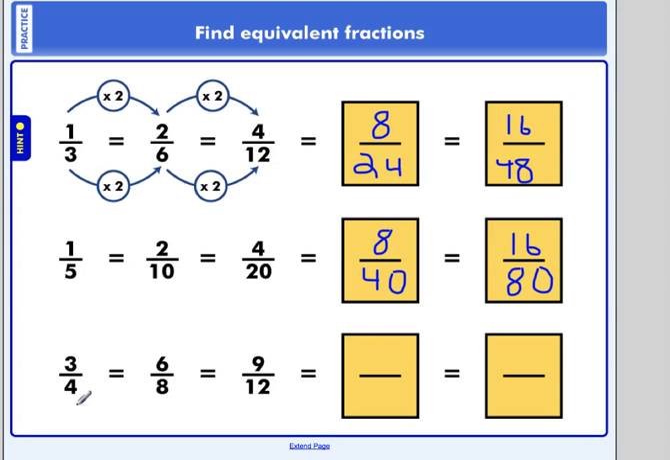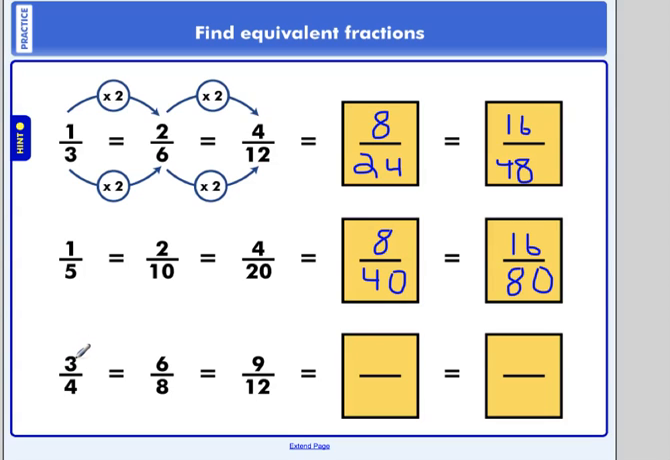Now let's take a look at the bottom one. We're starting at 3/4, and we're multiplying, once again, by 2. But if I multiply this times 2, I don't get 9, I would get 12, and I wouldn't get 12 here, I would get 16, so I have to think, what am I multiplying by? If I look at 6/8, it's hard to tell what I am multiplying by to get to 9/12. If this happens to you, I suggest that you go back to your beginning fraction, your 3/4.